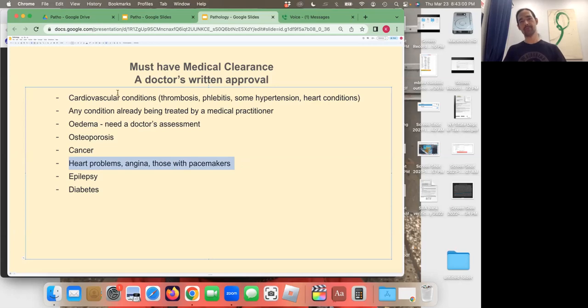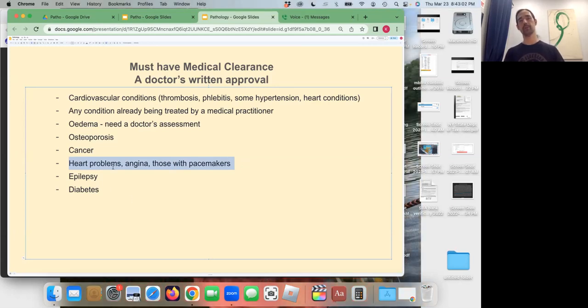Heart problems, that falls under cardiovascular conditions as well, but especially things like angina or people with pacemakers. Again, for the MBLEx, send them to the doctor.